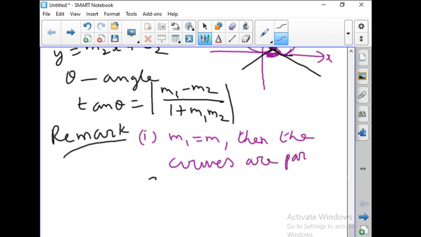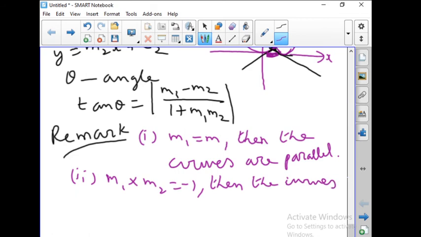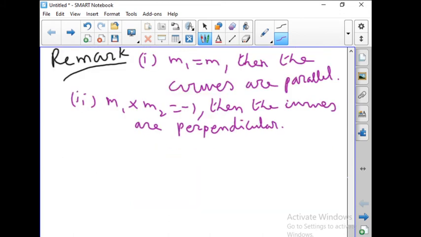Curves are parallel. When m1 is equal to m2, then the two curves are parallel. Second, if the two curves are perpendicular, then m1 into m2 is equal to minus 1. Then the curves are perpendicular. So these two points you should remember. I hope you have also studied this in 10th standard.